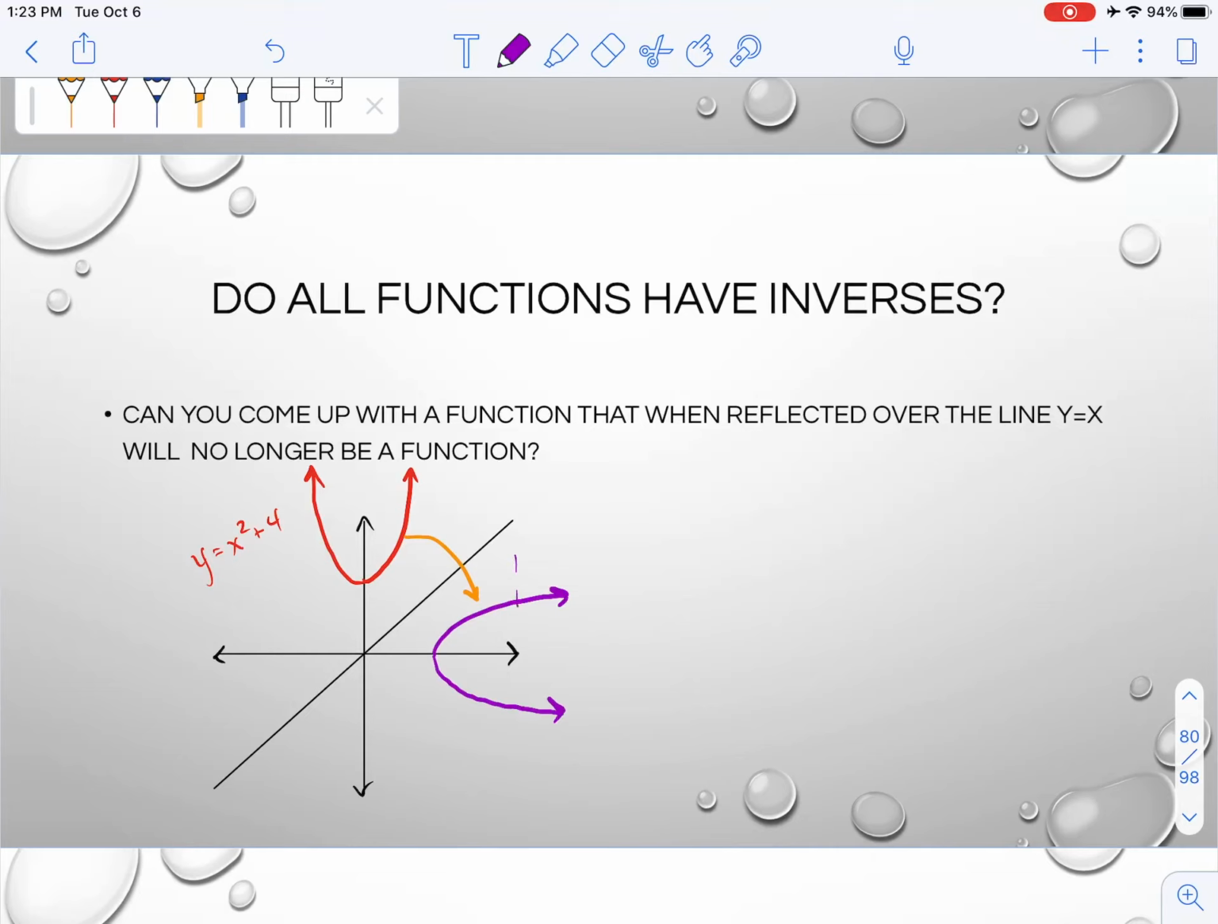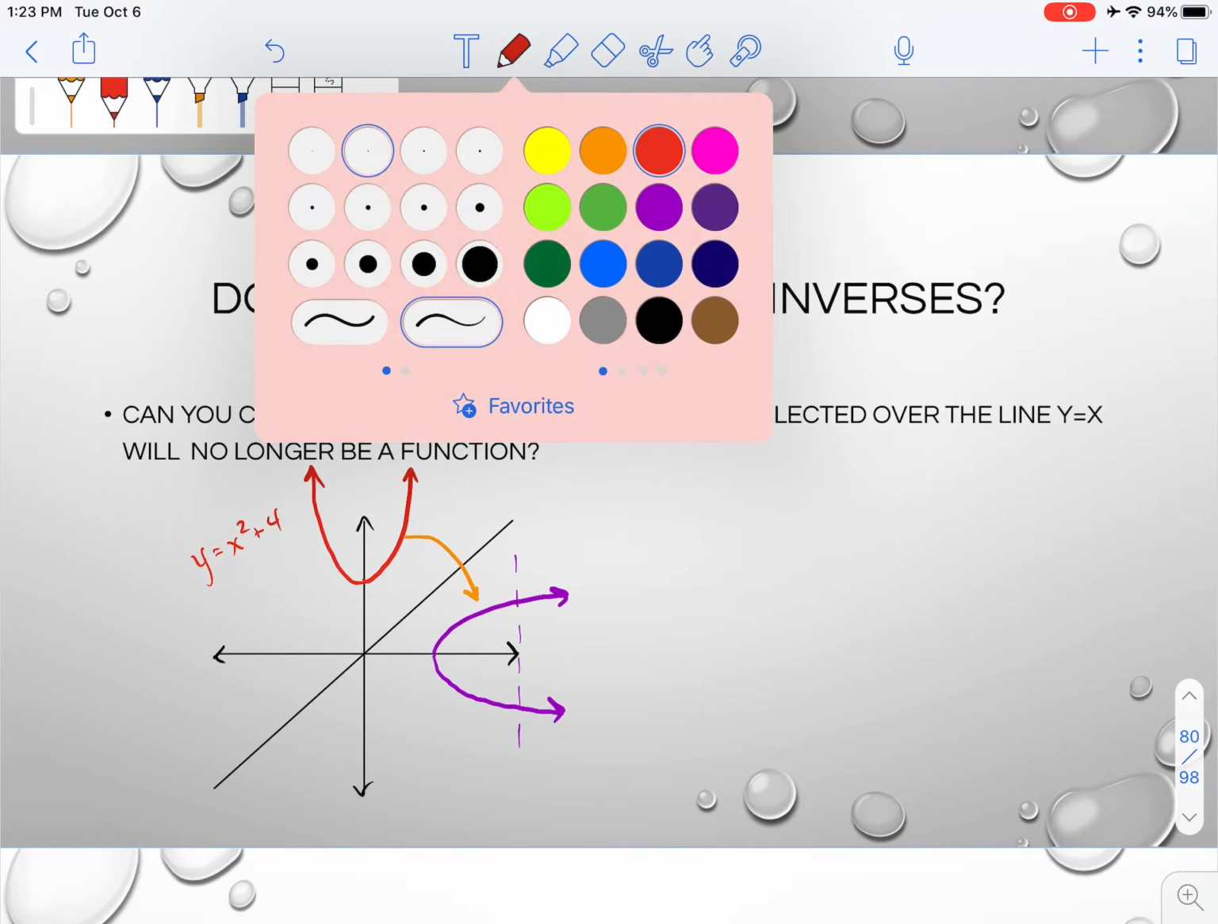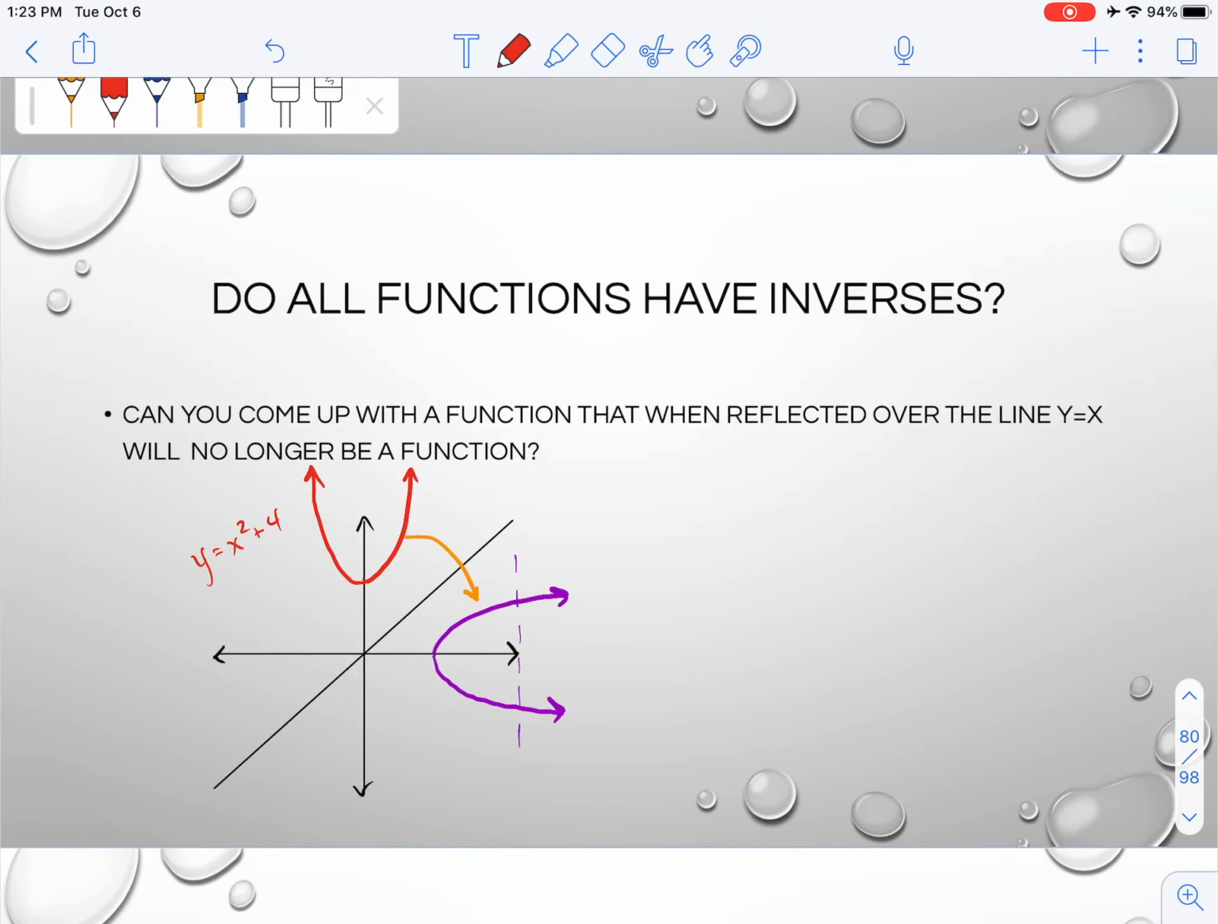And you'll notice that I no longer pass the vertical line test, right? Part of the reason for that is when I try to solve for x, I'm going to have x equals... I would have to subtract the 4 and then take a square root. So I'm going to end up with plus or minus the square root of y minus 4. Think about it. That's a square root that's shifted 4 units to the right.